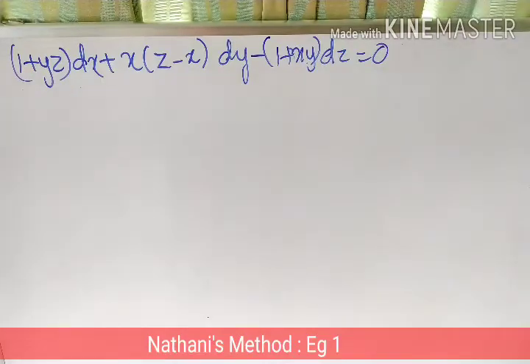Okay, this is our first question. (1 + yz) dx + x(z − x) dy − (1 + xy) dz = 0. It's asked to check whether this given equation is integrable and solve it by Nathani's method.